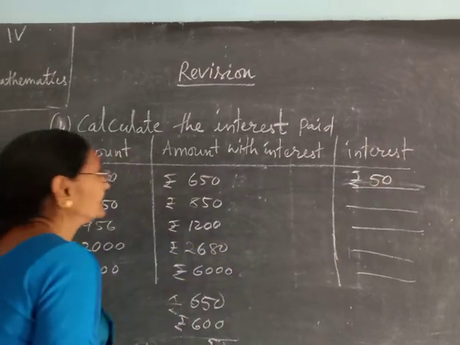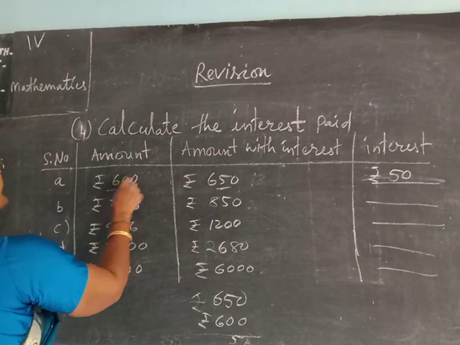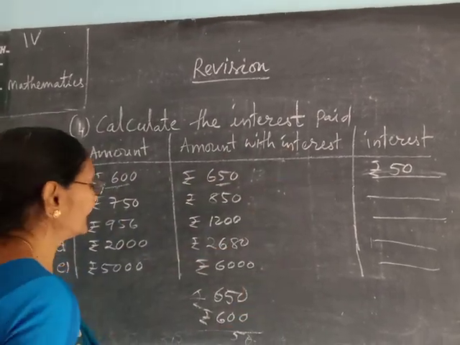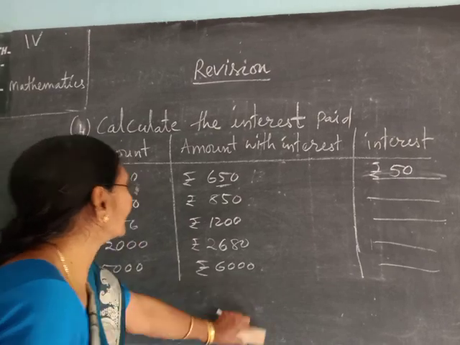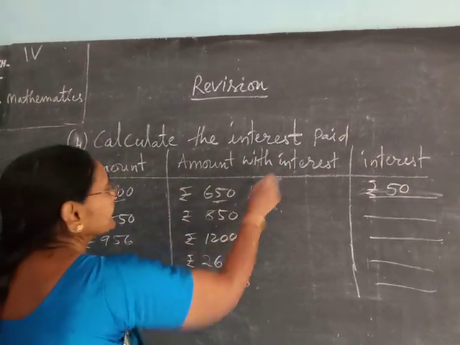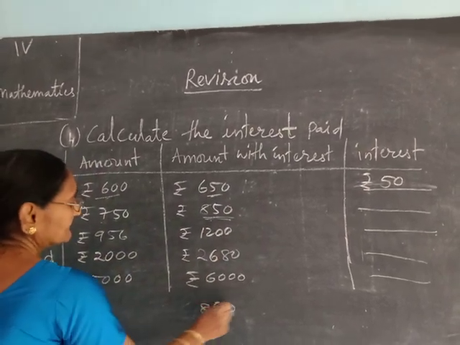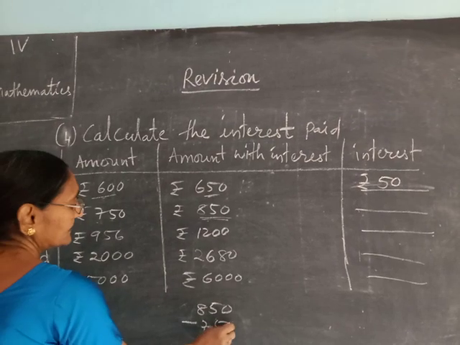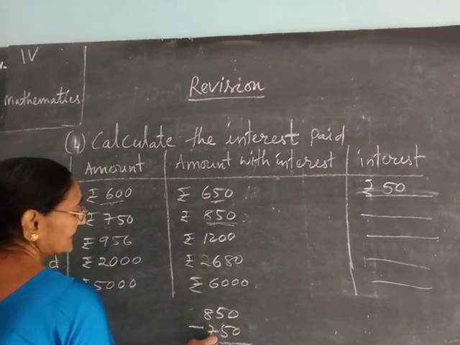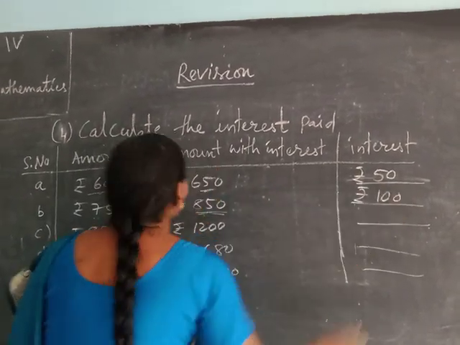Do you understand how it is? Amount with interest is given, and the amount is given. So you have to subtract these two. Then interest will come. That interest you have to write there. Next question, here amount 750, amount with interest is 850. So how much will come? 850 minus 750. 0 minus 0, 0, 5 minus 5, 0, 8 minus 7 is equal to 1, so 100 rupees. So you have to write here 100 rupees.